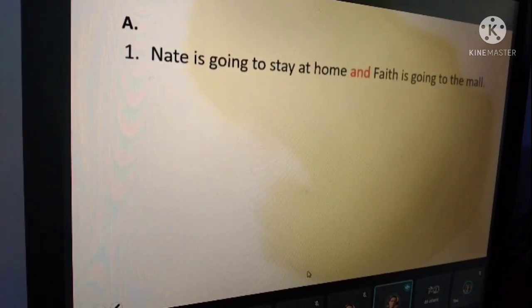Nate is going to stay at home and Faith is going to the mall. So, let's say N represents Nate is going to stay at home. Faith is going to the mall, denoted by M. Okay? So the home is H and the mall is M. The statement "Nate is going to stay at home and Faith is going to the mall" we denote as H and M.